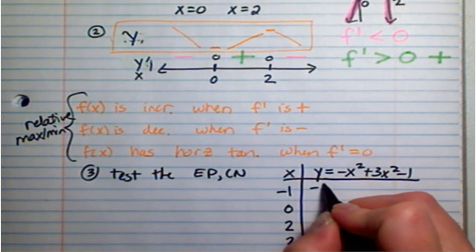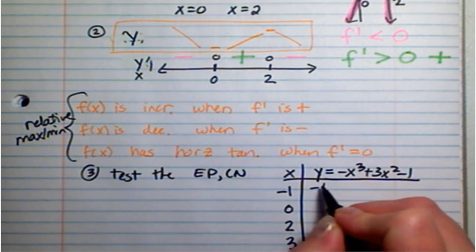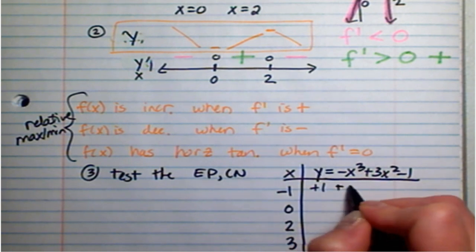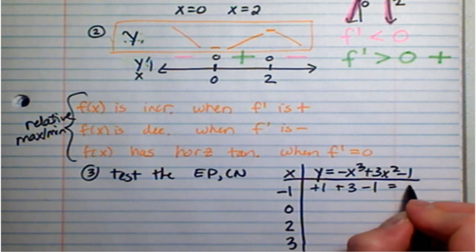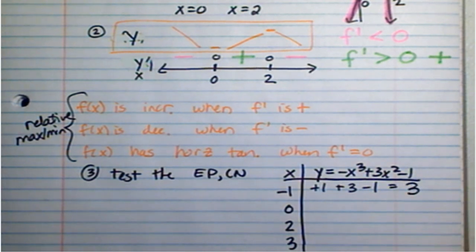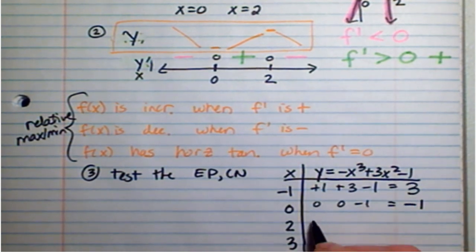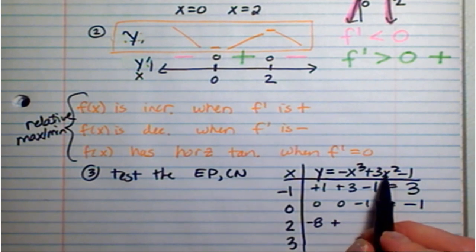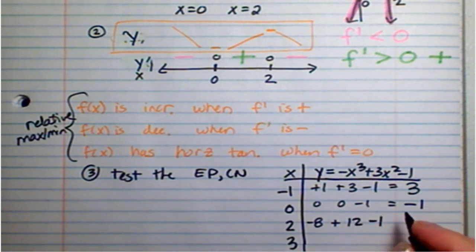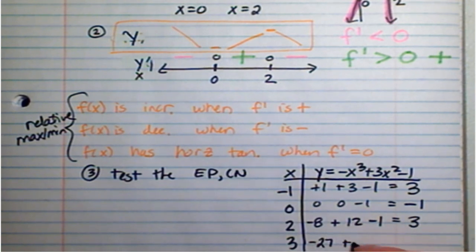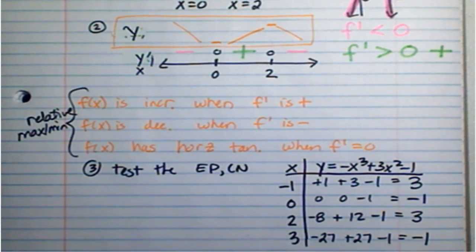And we're just going to go ahead and plug it in. So we get, oh, that's a cubed. Okay, so we get 3. Okay, I'm going to plug in 0, -1. Plug in 2. Interesting. I see the same number popping up. Okay, plug in 3. Oh, interesting. So I see the same numbers.